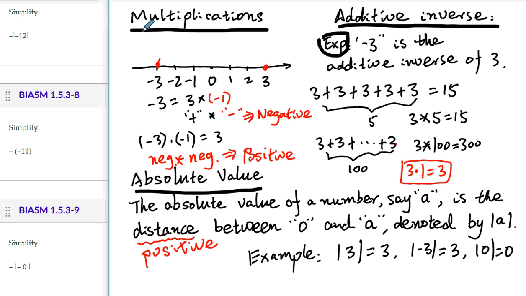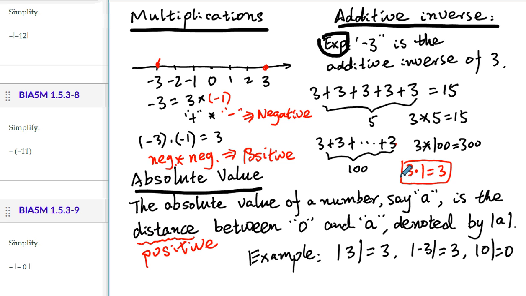The reason we want to introduce multiplication is because we want things to be easier. Math is not to make people's life harder. Is to make people's life easier. For example, right here, you have a 3 plus 3 plus 3, 100 times. You don't want to write 100 threes. You want to write 3 times 100, which is 300. That's why we need to introduce multiplication.